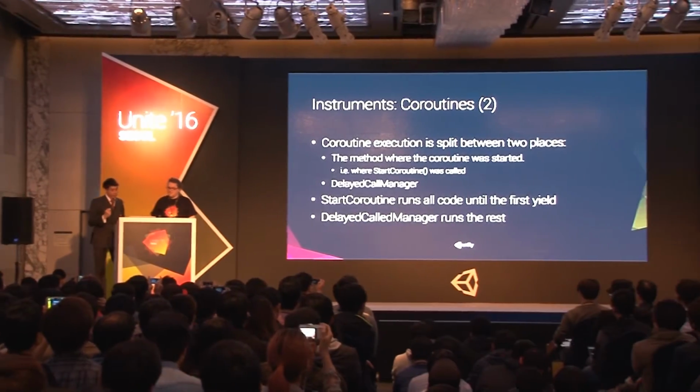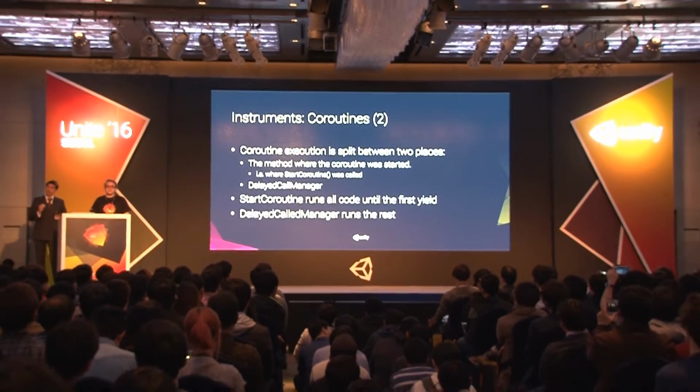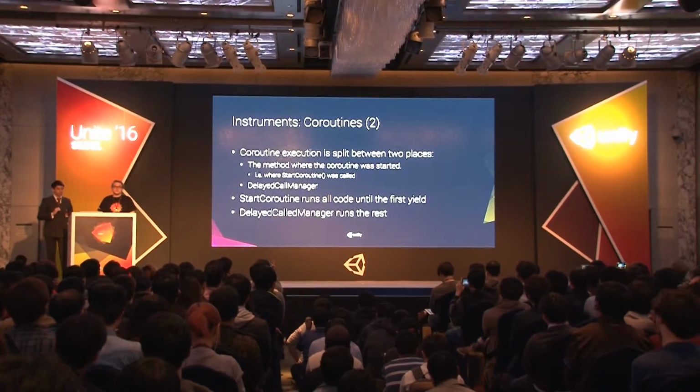Now, since this coroutine, this head bob coroutine, runs over many frames, most of the cost of that coroutine will show up here inside the delayed call manager. But not all of it. You see, coroutines are actually supported by an object. This object is generated automatically by the C# compiler. You don't have to do anything to create it. And the object tracks the state of the coroutine.